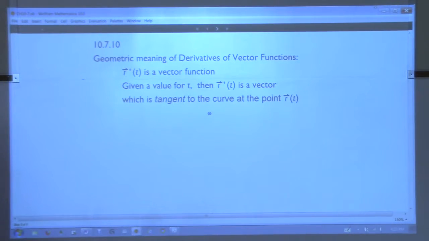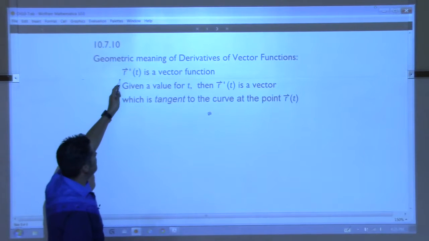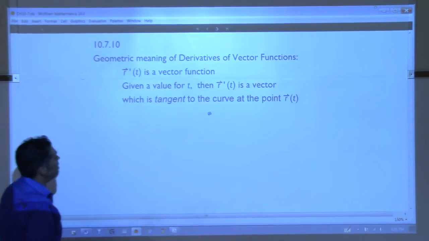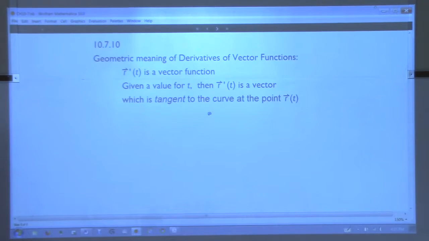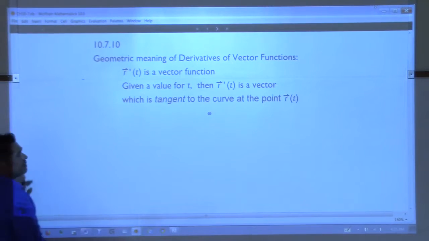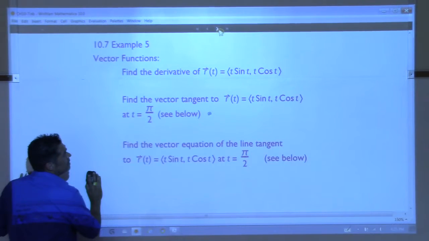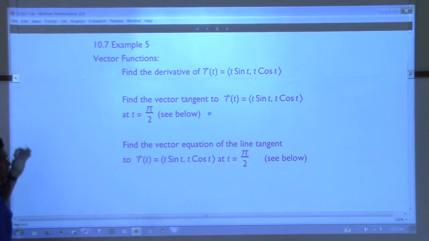So r prime of t is a vector function, right? We start with the vector function, we take its derivative, and we get a new vector function. If we're given a value of t, then r prime of t is a vector which is tangent to the curve at the point r of t. So that's what hopefully I just tried to show you with that example, or with a visual.